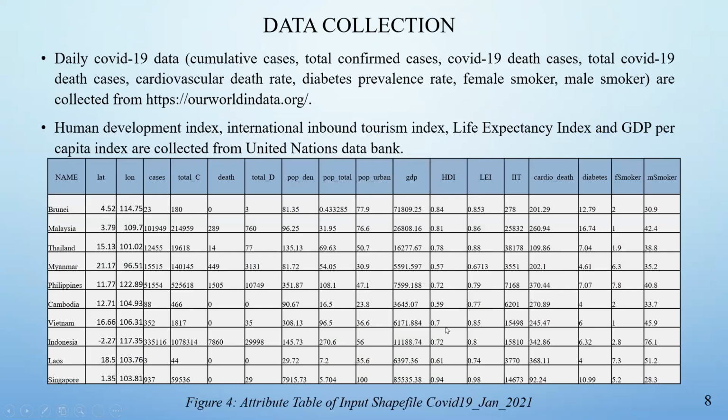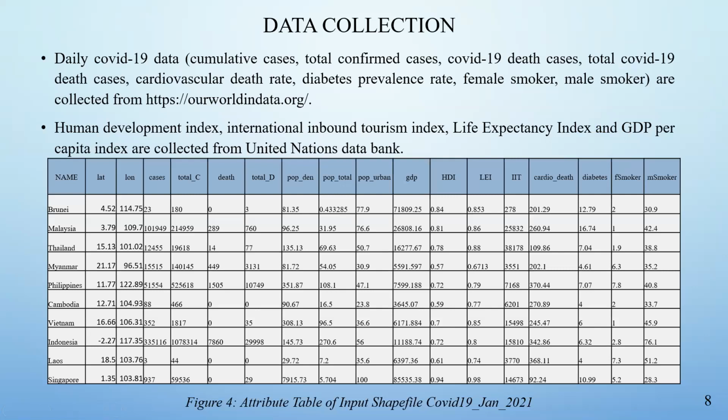Okay, here is the data collection step. In the data collection step, I collected daily COVID-19 data: cumulative cases, total confirmed cases, COVID-19 death cases, total COVID-19 death cases, cardiovascular death rate, diabetes prevalence rate, female smoker, and male smoker from Our World in Data.